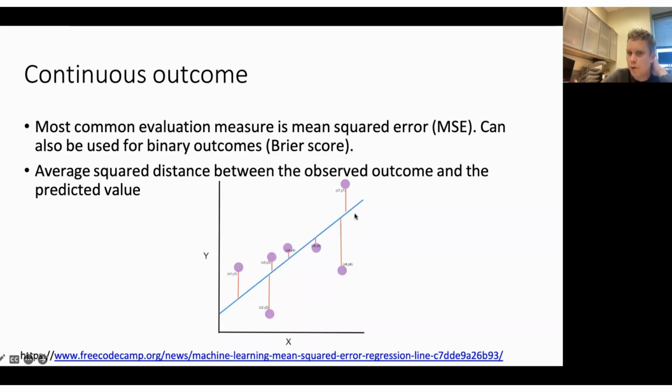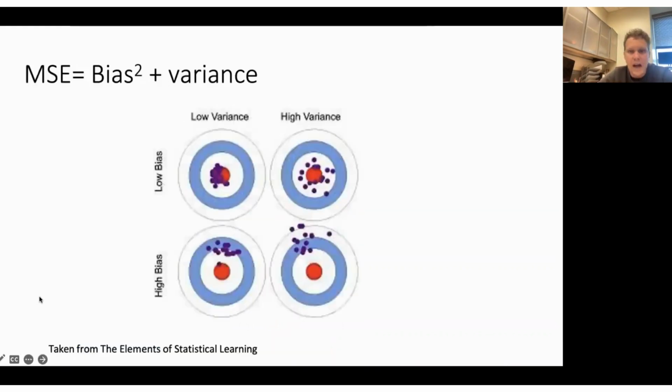So the prediction here would be the blue line. The observed data points are given by these purple circles. So for observation 1, you would take the distance between the observed value, or the purple circle, and the prediction, or the blue line, and square it. And then you would do that for every single observation and calculate the average. And that would give you the mean squared error. And that can be decomposed into bias squared plus variance.